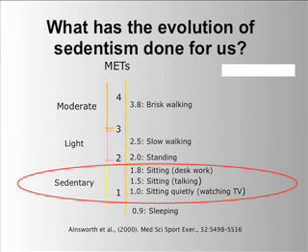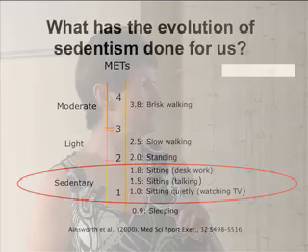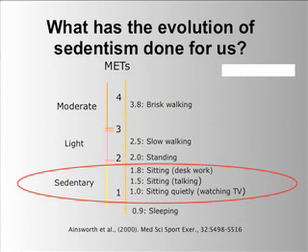If we move up, we see that standing, from sitting to standing, is a 100% increase. I want you to remember that. 100% increase. That's huge. Even though it's only 1 to 2, it's still a 100% increase. If we move up to slow walking, that's 2.5, 250%. Keep going, 3.8, brisk walking.